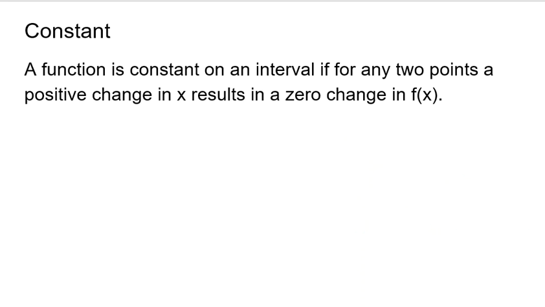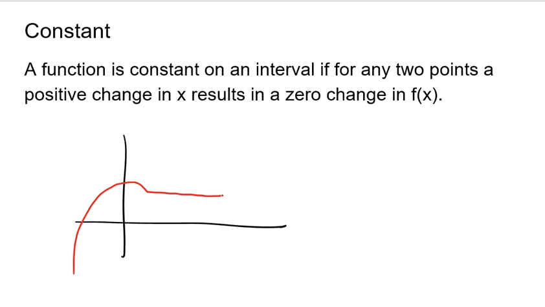A function is constant on an open interval if for any 2 points a positive change in x results in 0 change of f of x. So if we have a graph that maybe does something like this, what we notice is that from A to B, as x got bigger, we notice that the actual function itself did not change at all. It stayed the same. So maybe here it was 2, and then it was 2, 2, 2, and it was always 2. There was 0 change as we moved from A to B. That is where a function is constant.